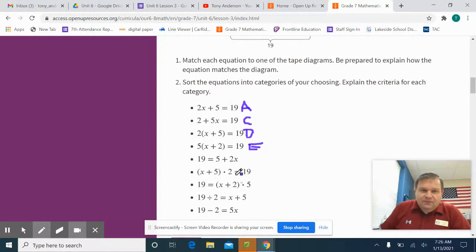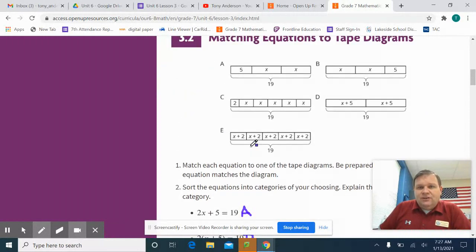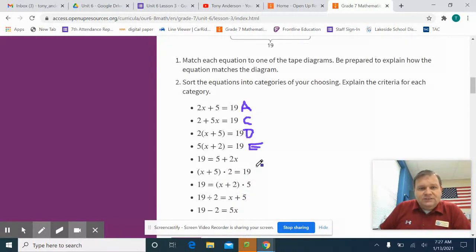Okay, this one, they've kind of switched things around on us. Remember, the equal sign is like a balance. It doesn't mean give me the answer. It means this side is completely equal to this side, okay? So with that said, I'm looking for 5 plus 2x's. All right, so 5 plus 2x's would take me back to A.